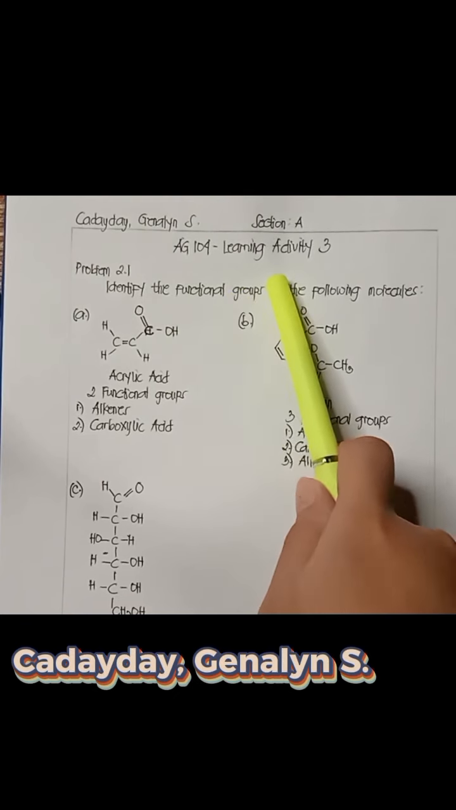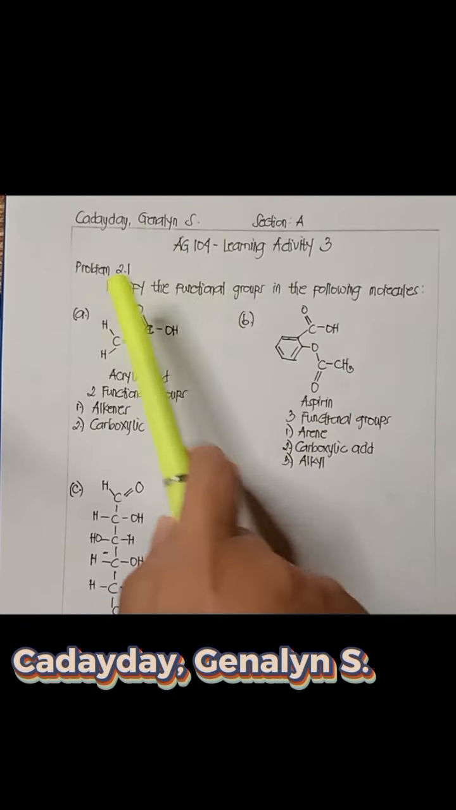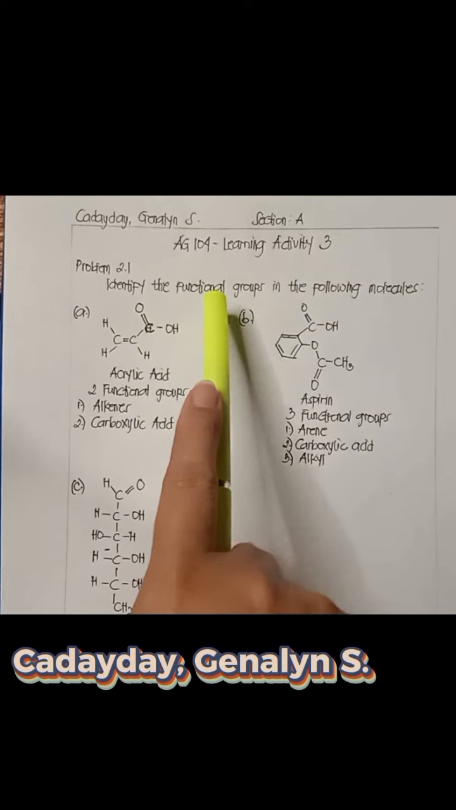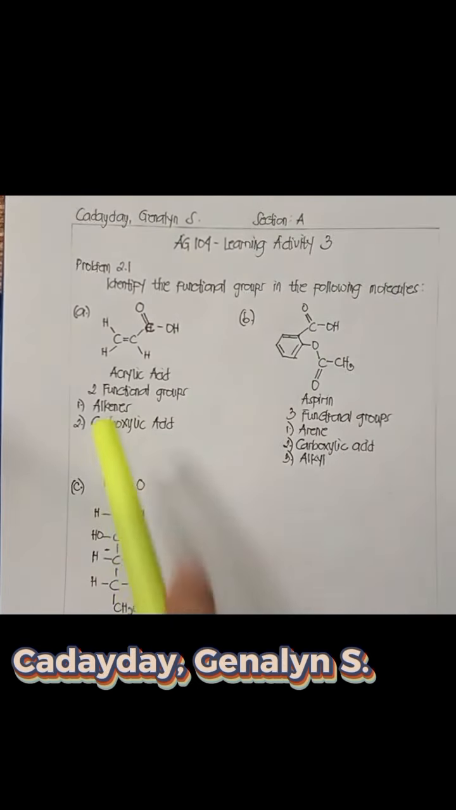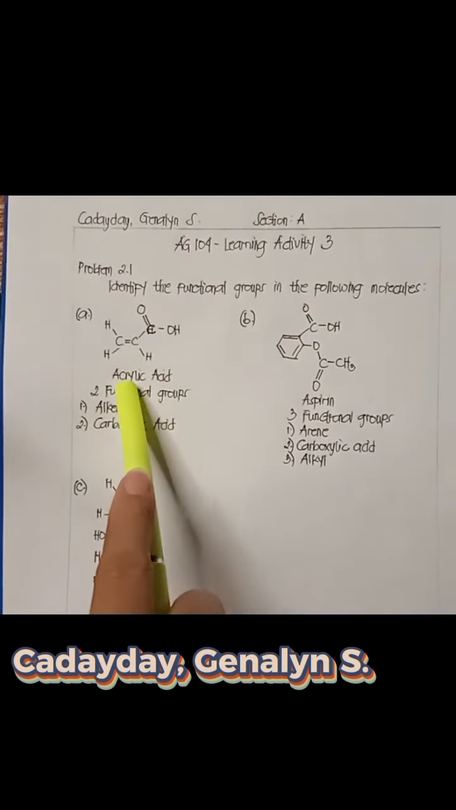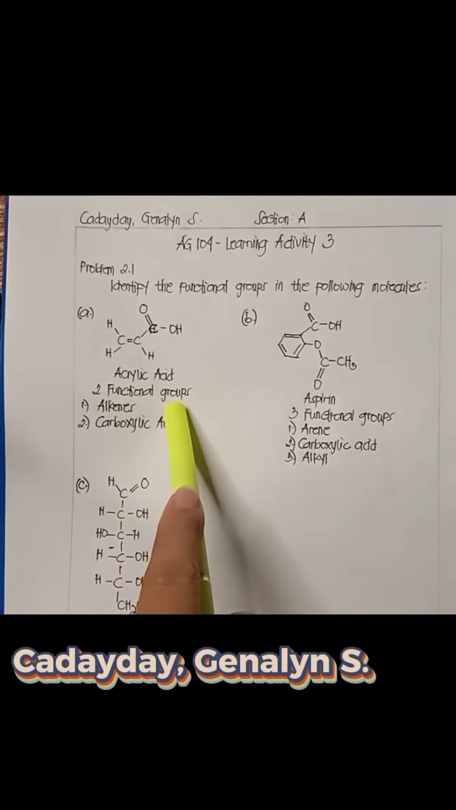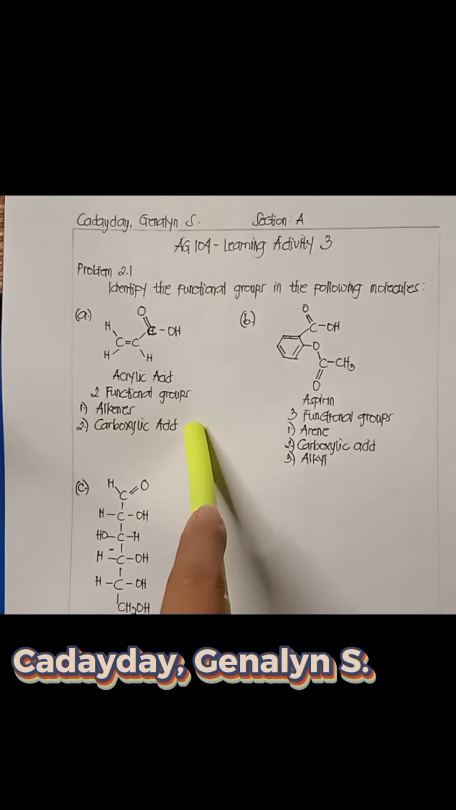AJ 104 Learning Activity 3. Problem 2.1. Identify the functional groups in the following molecules. A. Acrylic acid. 2 functional groups, alkenes and carboxylic acid.